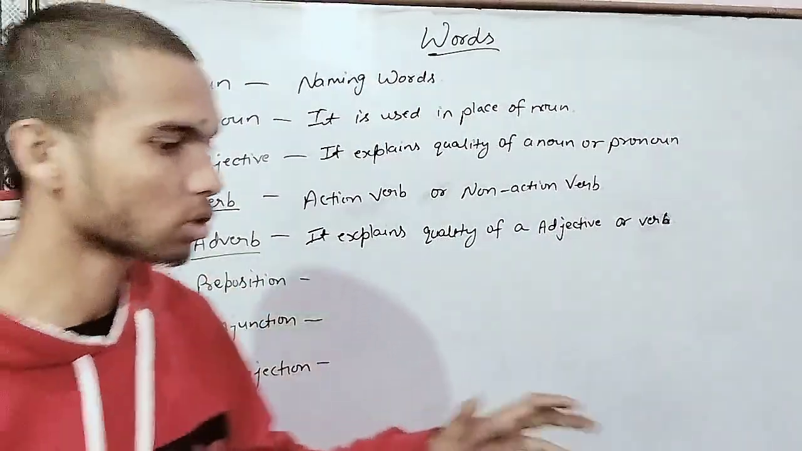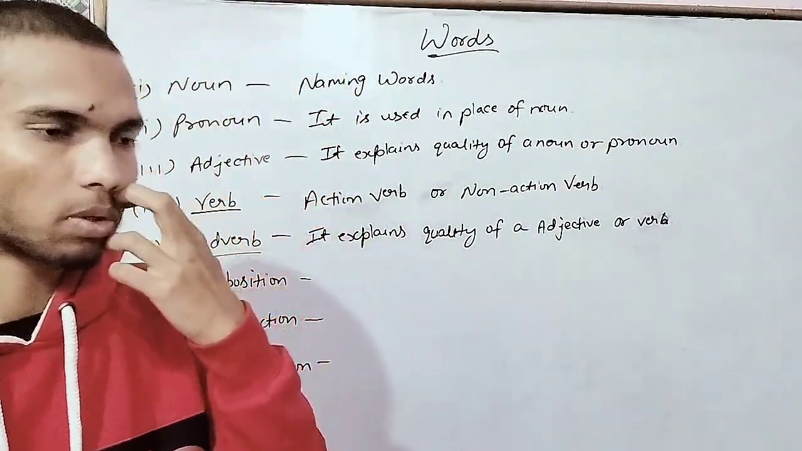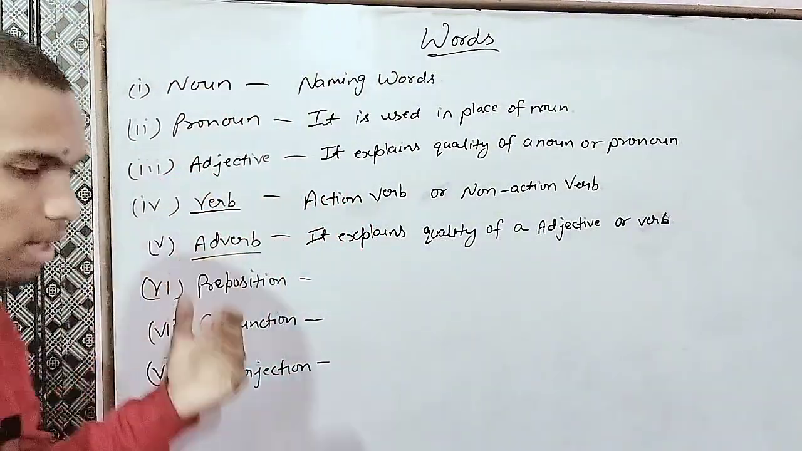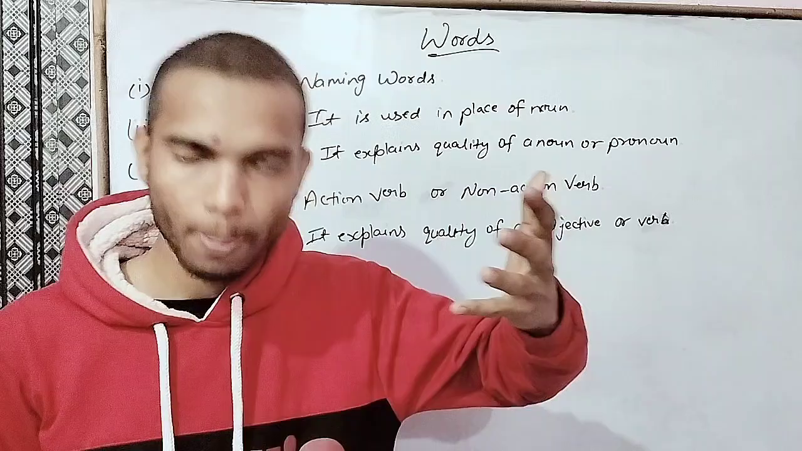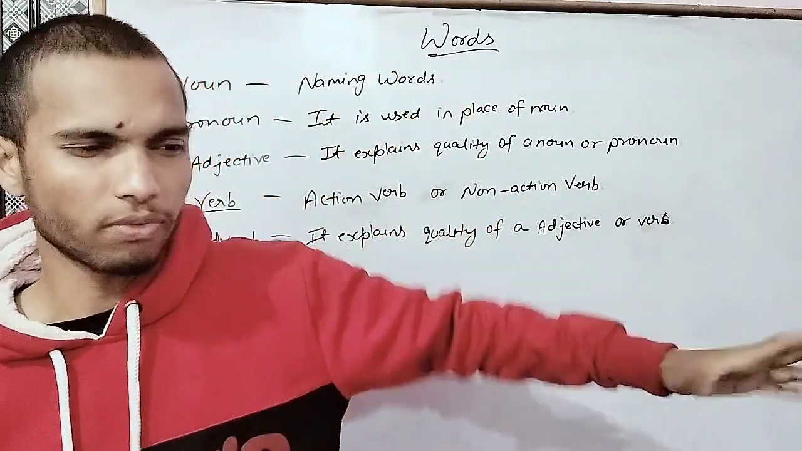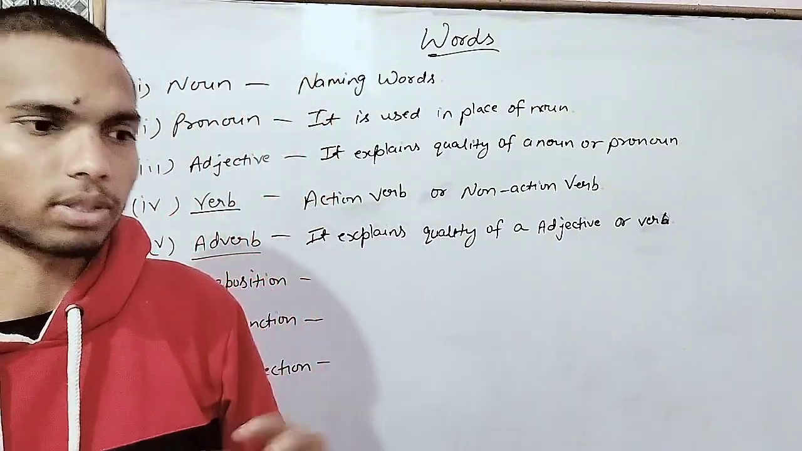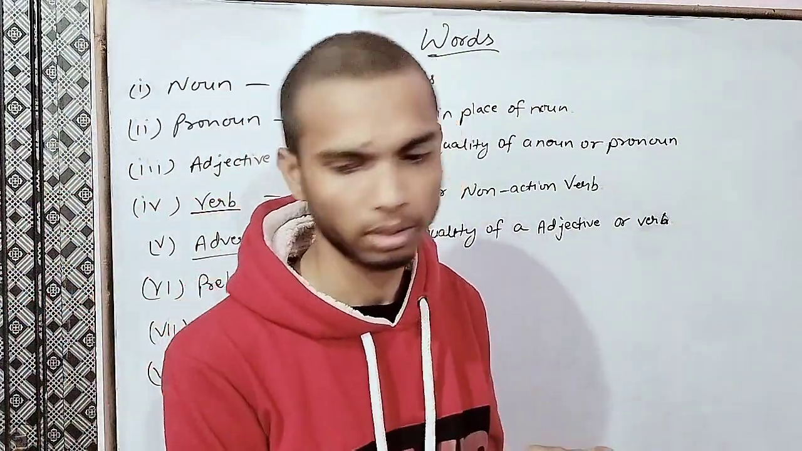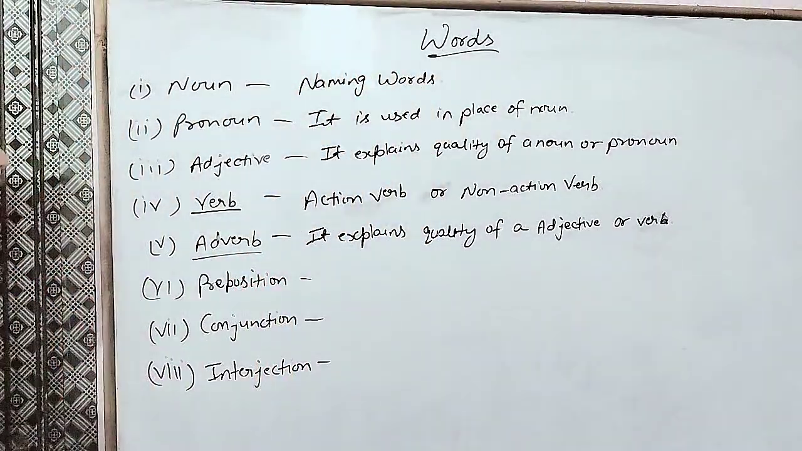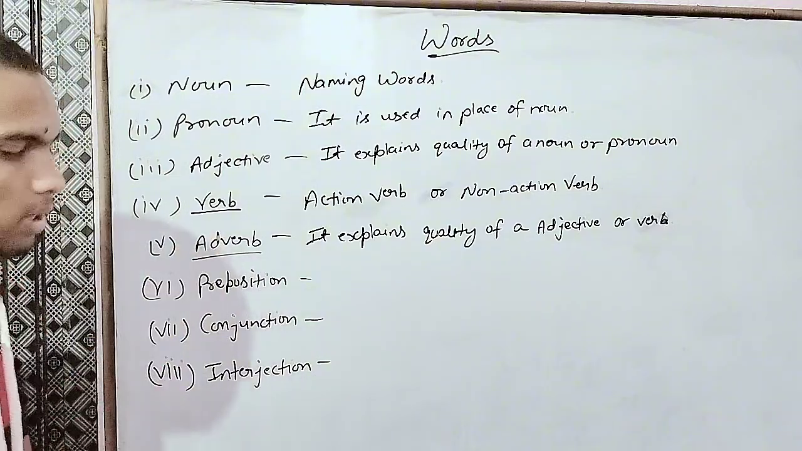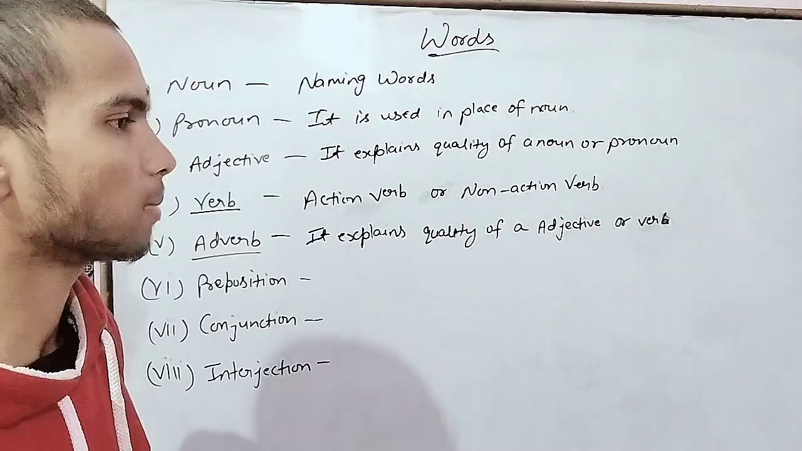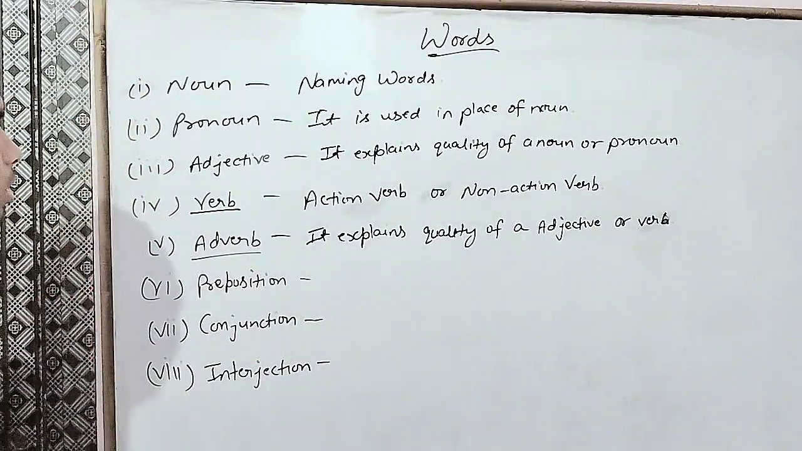Here we are looking at the contraction of adjective and verb. What is the contraction of adverb? Adjective plus verb. So it will explain the quality of an adjective or verb. For example, very handsome, very fast. So very fast will be considered as an adverb. Clear? As we saw, an adjective explains the quality of a noun or pronoun. Similarly, an adverb explains the quality of an adjective or verb.